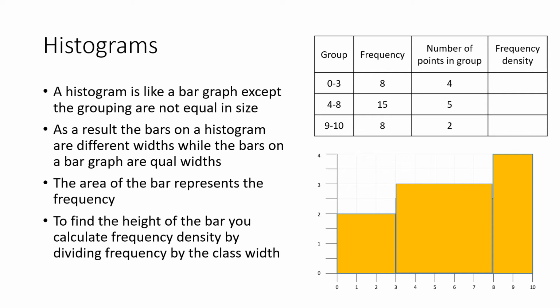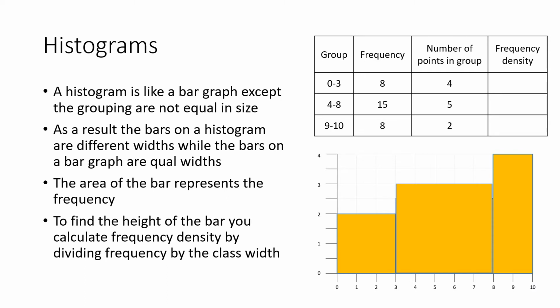In the second group we have the values between 4 and 8, and that gives us 5 points. We've got number 4, 5, 6, 7, and 8. And in the last grouping we have 2 points, which are 9 and 10.